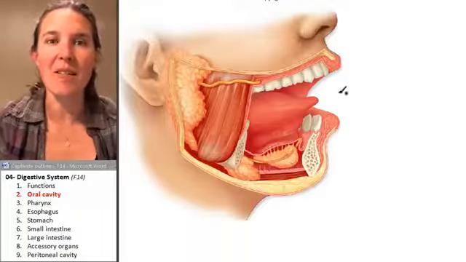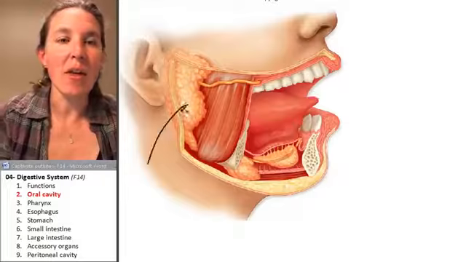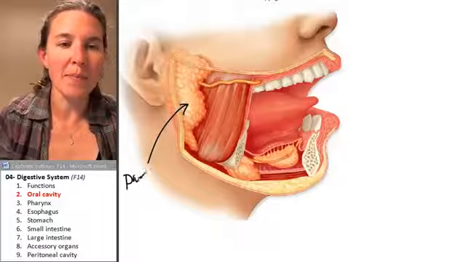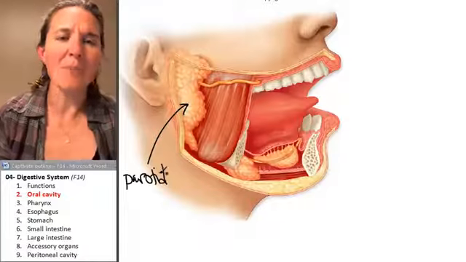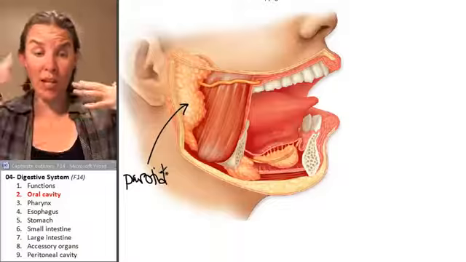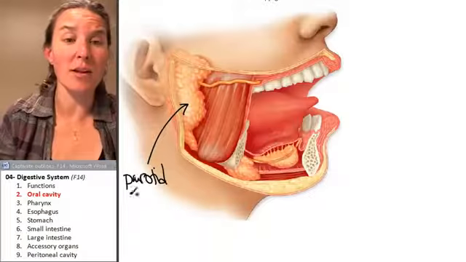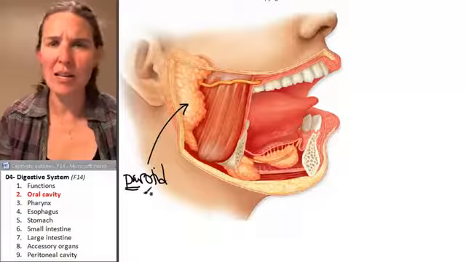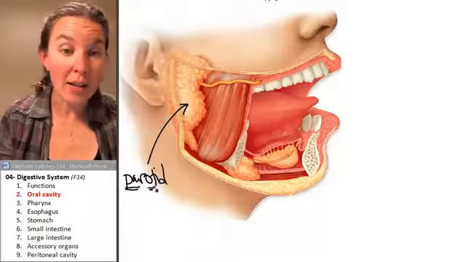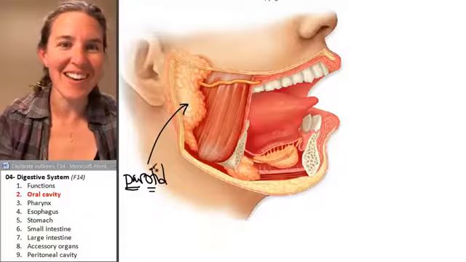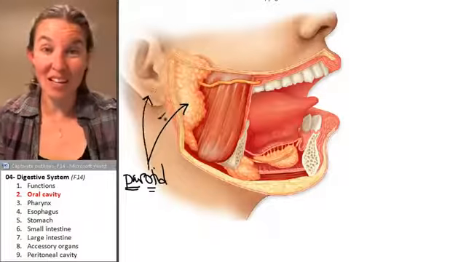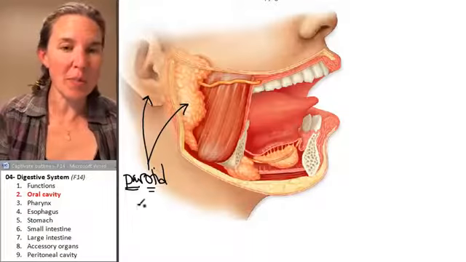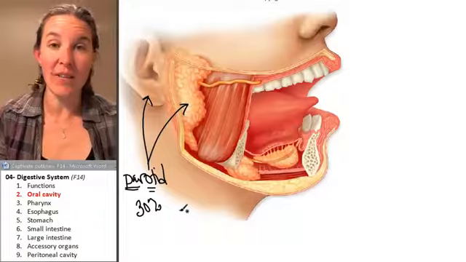Fantastic. So here are my salivary glands. First of all, the big boy. The big boy is called the parotid gland. And please remember that this is just one side. We actually have another parotid gland on the other side. Par means next to. Ot means ear. So the parotid gland is actually next to your ear. The parotid gland produces about 30% of your saliva.